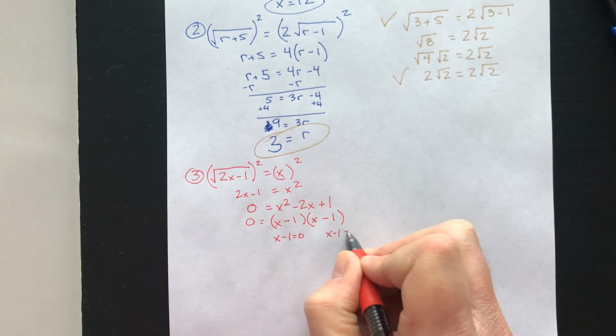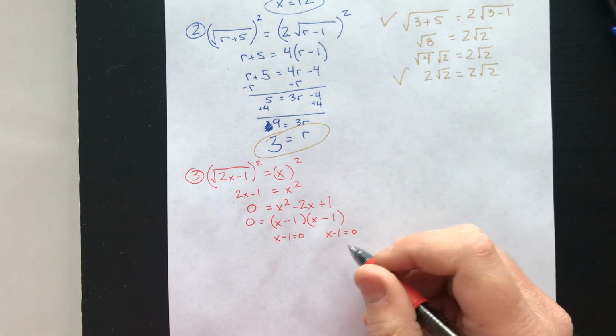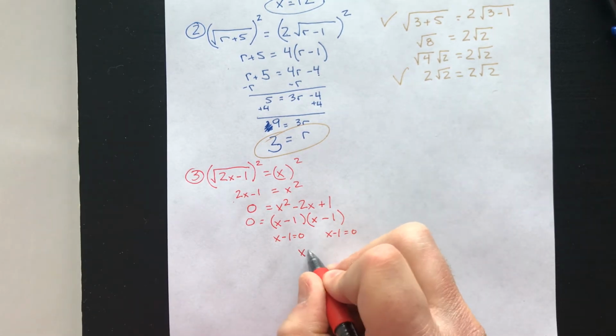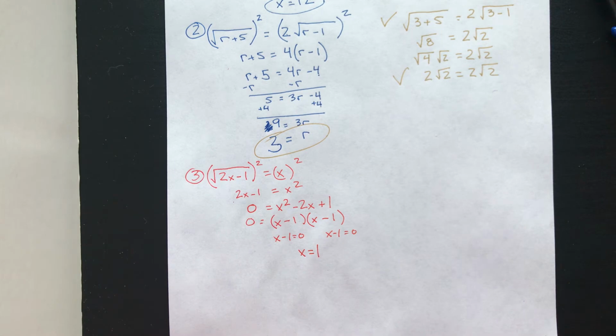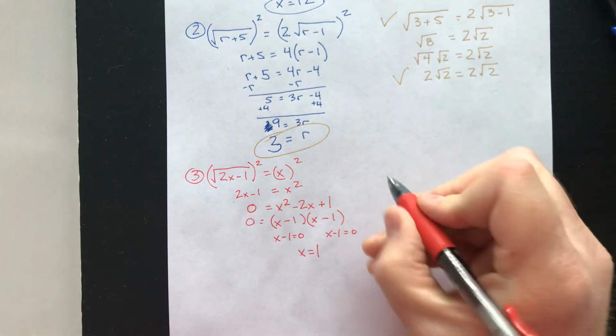X minus 1 is equal to 0. Obviously, we're going to get the same answer here. X equals 1. You only need to write it once. Okay? X is equal to 1. Once again, I'm going to check my work.